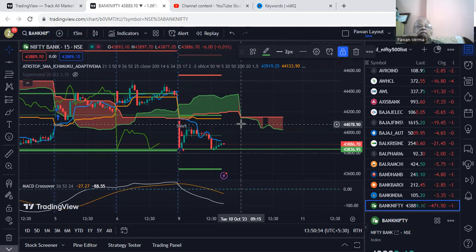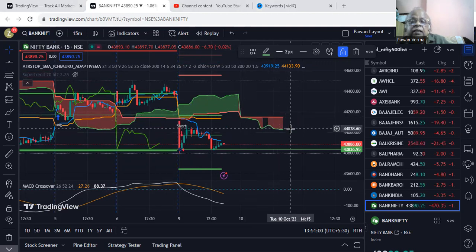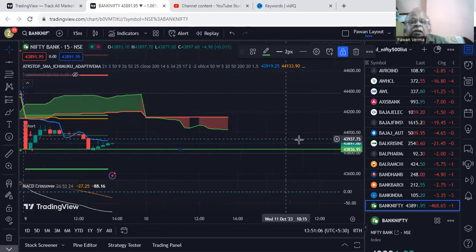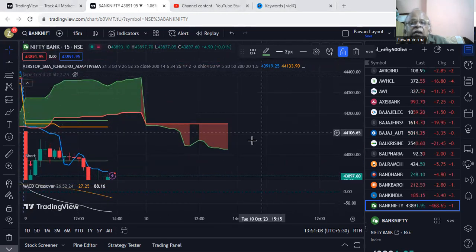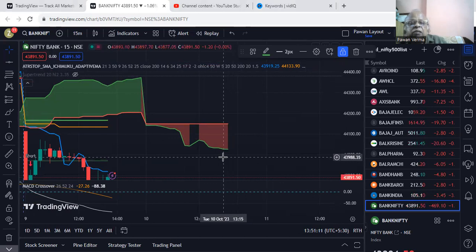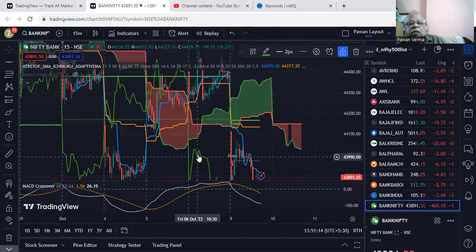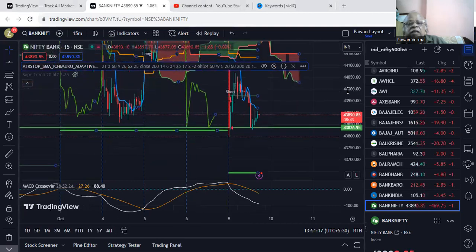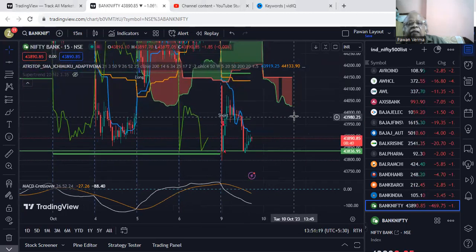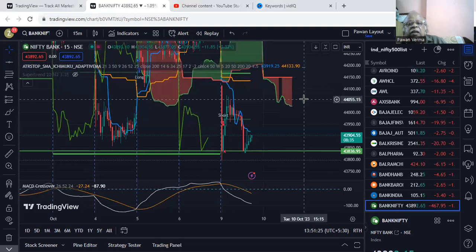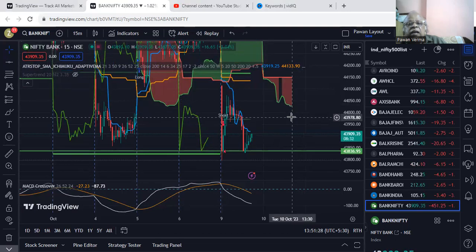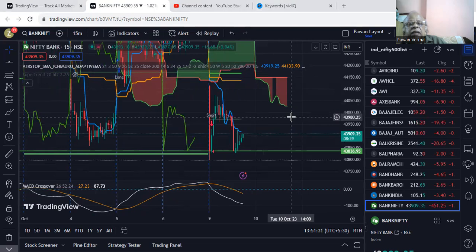Buying is still not there, and Span B is just what you are observing. Span A is constant right now. Span A is constant, buying is not seen right now, and as and when Span A is tilting upward, in that case there can be the assumption that the buying has come into force.